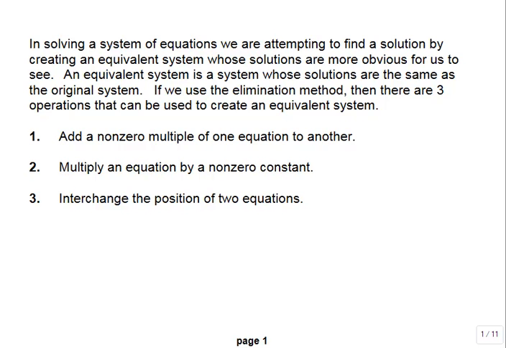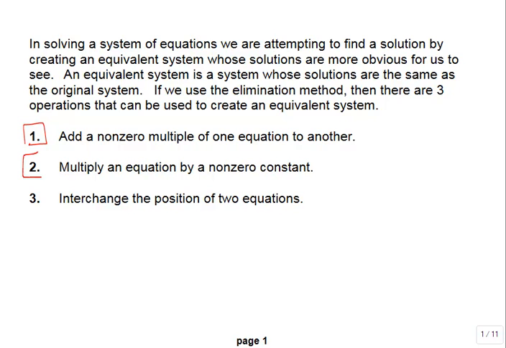If we're using our elimination method, where we try to eliminate x's or eliminate y's, then there are three operations that can be used to create an equivalent system. The first one here is sort of the tricky one, and this is where you take an entire equation and multiply it by a non-zero number, and then add that result to another equation. And this is kind of what we do when we're multiplying an entire equation by a constant to get that coefficient to be opposite, and then we add our two equations together to cancel out those x's.